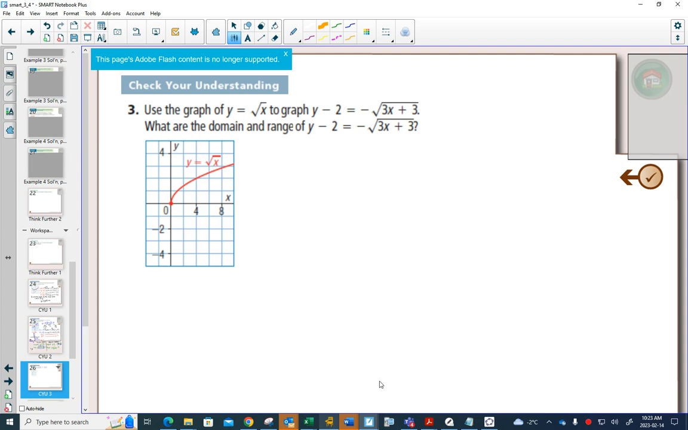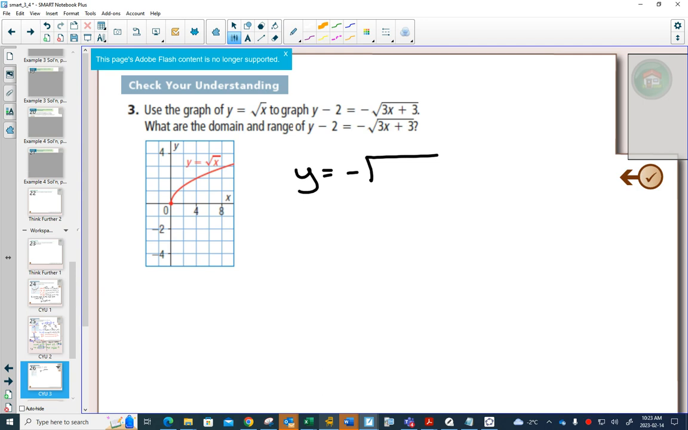Question 3 is in explicit notation. Instead of just telling us that this is f of x or g of x or some function, they tell us the actual equation. And we recognize this from our colored papers. This is the square root of x. We want to graph y minus 2 equals negative square root of 3x plus 3. So I'm going to start off by rewriting that.